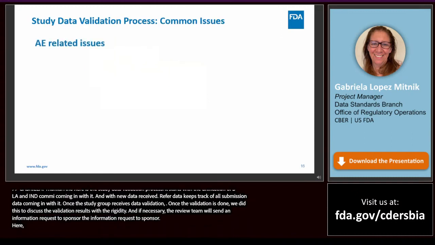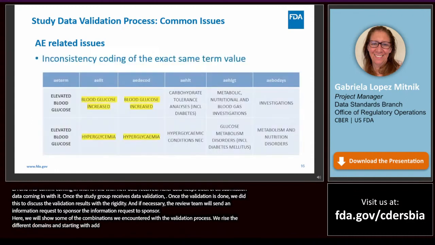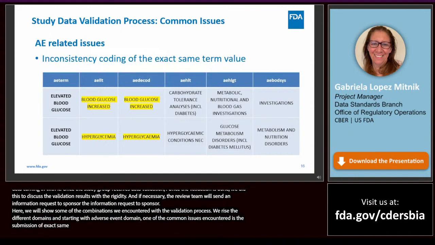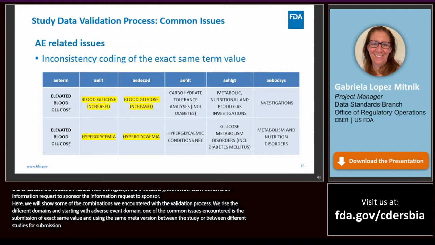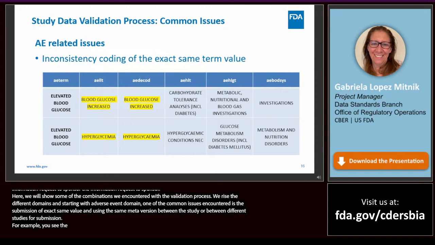Here we will show some of the common issues we encounter from the validation process. We organize them by different domains. So starting with the adverse event domain, one of the common issues we encounter is the inconsistent coding of the exact same verbatim value coded differently using the same MedDRA version within the study or between different studies in the same submission. For example, here you will see the yellow highlighted part showing the same verbatim value coded as a different dictionary term and lower level term.